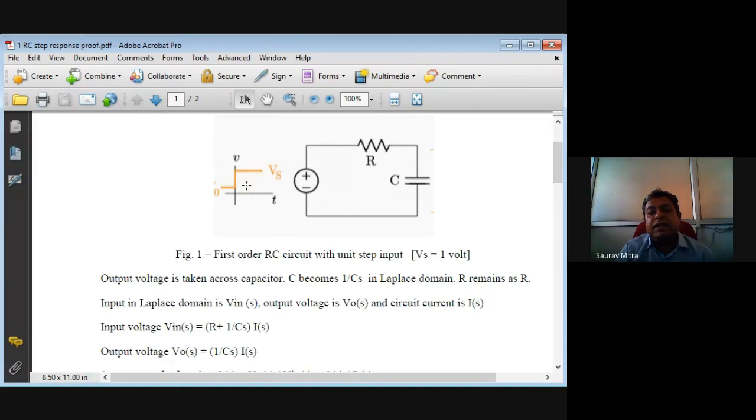Vs, that is the supply. S stands for supply also. So either you can call it Vin or Vs sometimes. Source, supply, Vin, all the things are same. Output voltage is taken across capacitor.